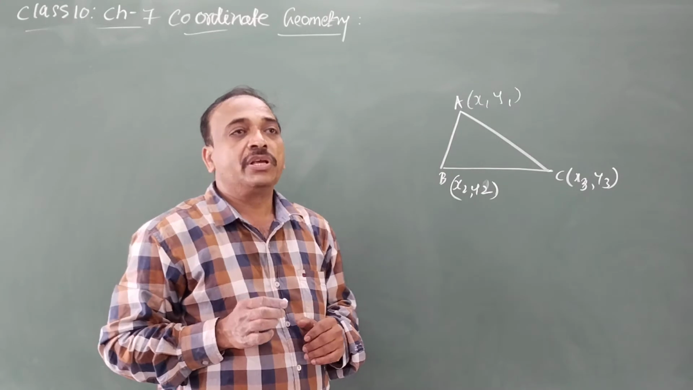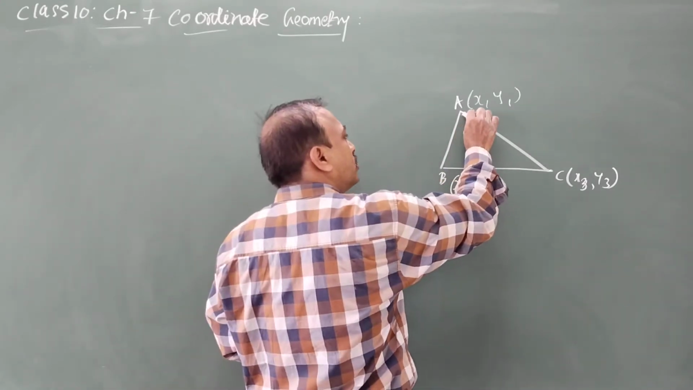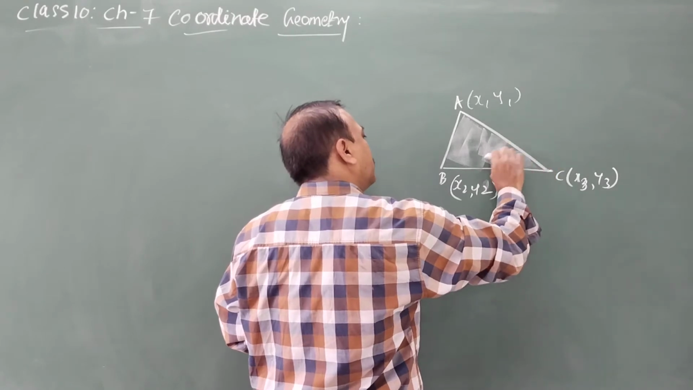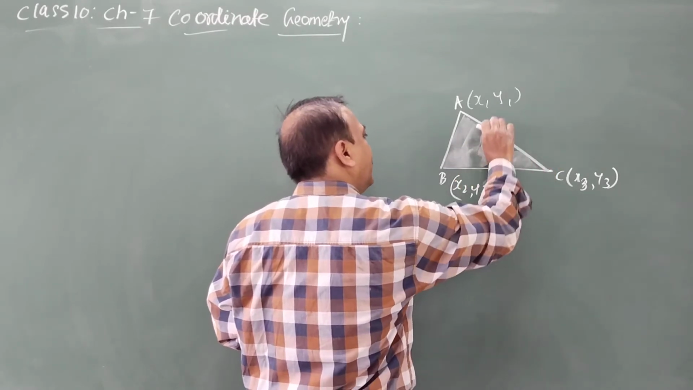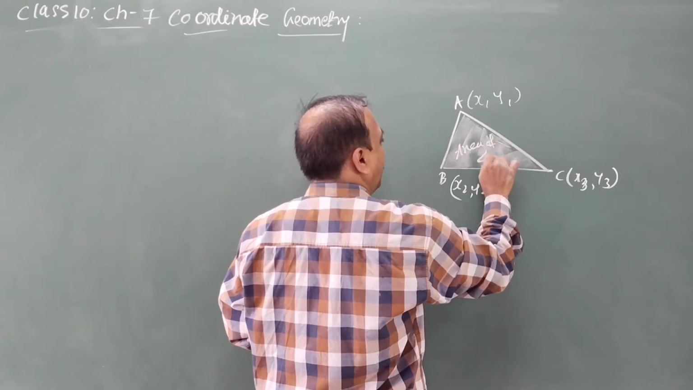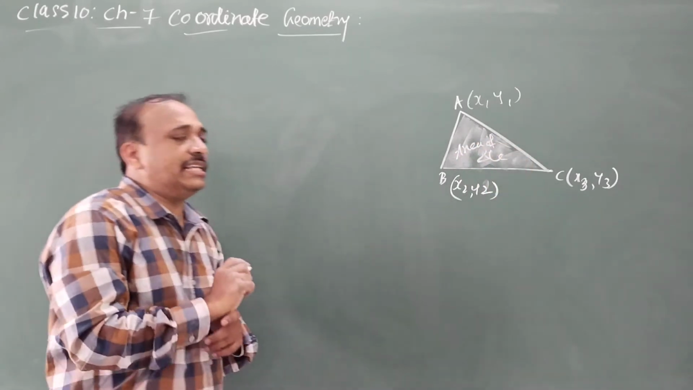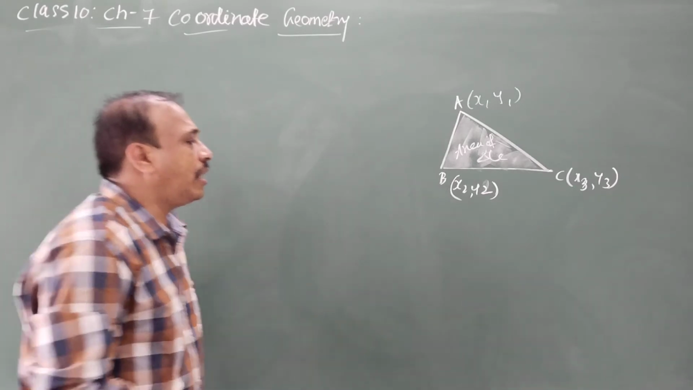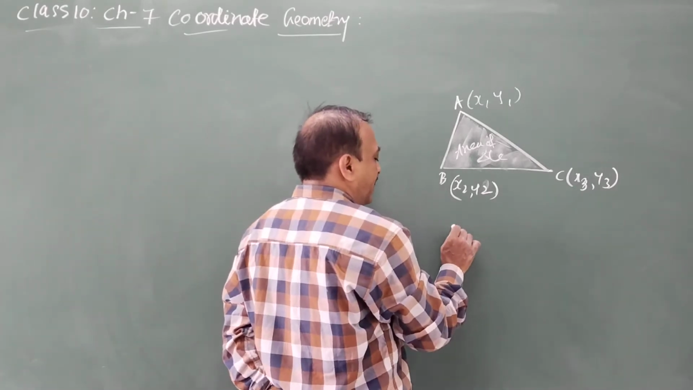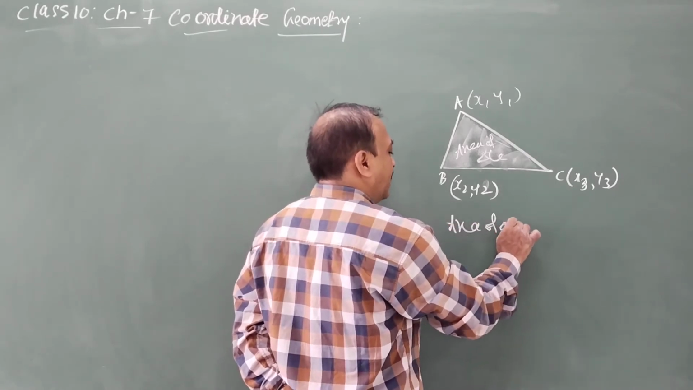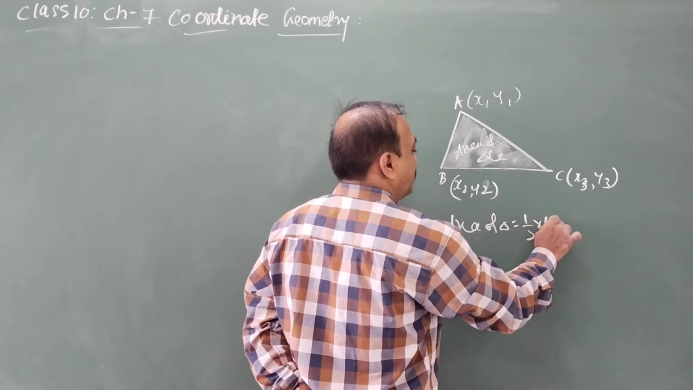a triangle. So what is the region enclosed by this figure? This is the area of the triangle. How do we generally calculate the area of a triangle? The general formula is half into base into height.